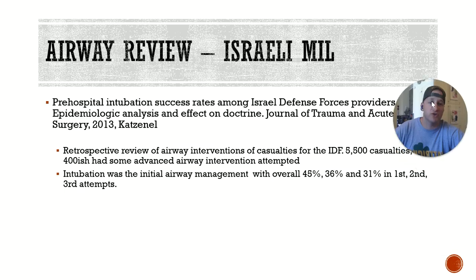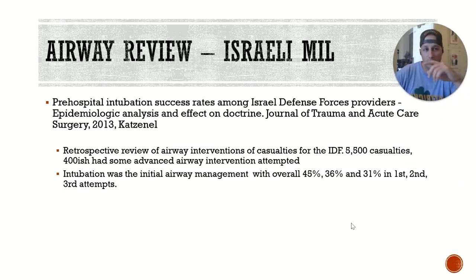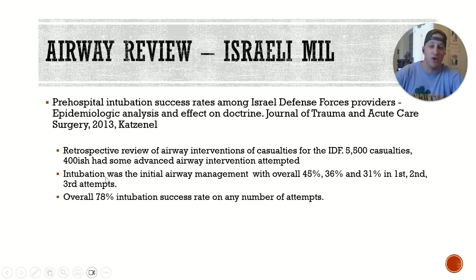The reason I chose this was because they did a lot of intubation, and so we're going to talk about that. Intubation was the initial airway management attempt, with an overall success rate of 45% on the first pass, terrible, 36% on the second pass, worse, and a 31% success rate on the third attempts. Those are all shockingly bad. And so why were they so bad? The overall intubation success rate, when you put all the attempts together, was 78%. That's awful, awful, awful. That would never be tolerated in an American emergency department, OR, ICU, whatever. But why is it so bad?